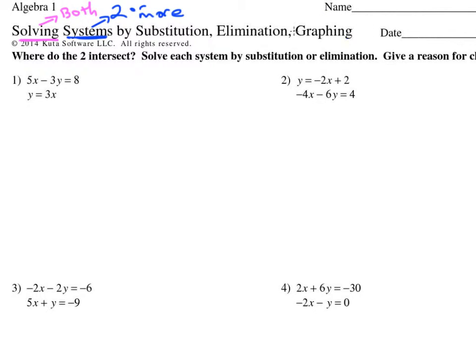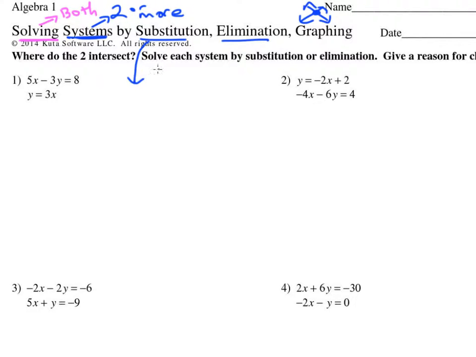We first talked about how to graph, right? We graph two lines and we say, okay, where do they cross? Where do they intersect? That's my solution. Then we did substitution. Then we did elimination, right? We're going to focus today on substitution and elimination. Sometimes it's better to do substitution. Sometimes it's better to do elimination. So let me go ahead and just write out the steps again.